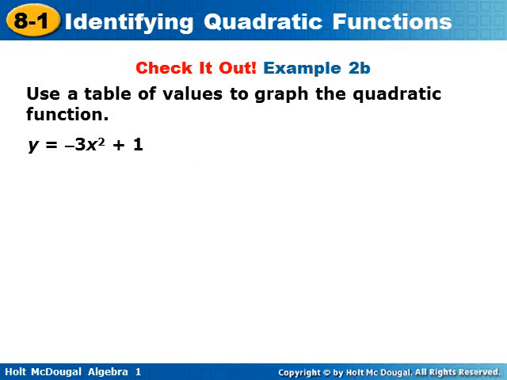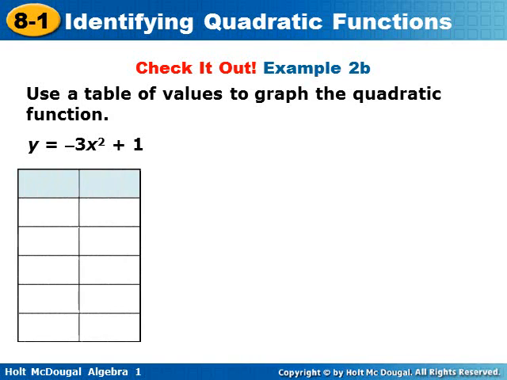Use a table of values to graph the quadratic function y equals -3x squared plus 1. Again, they chose -2, -1, 0, 1, 2 to plug in for x. If you choose other values, just know these will be the ones that will show up on the graph for the answer on the slideshow.